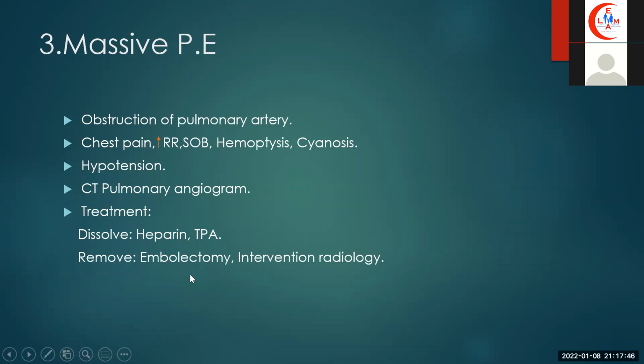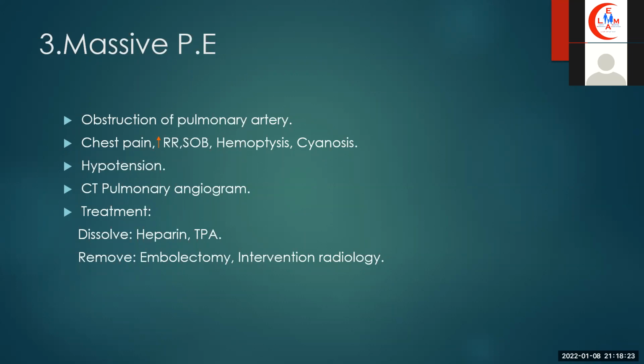The D-dimer actually has high sensitivity but low specificity. So what does it mean? The high sensitivity is approaching nearly 100%. So any patient who has a positive D-dimer, most likely they will have a pulmonary embolism. But there are also false positives, when the D-dimer is positive but the patient is not having pulmonary embolism, in cases of pregnancy, infection, malignancy, and post-surgery or post-trauma.